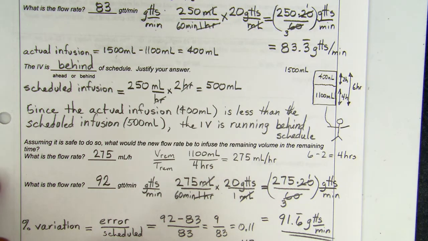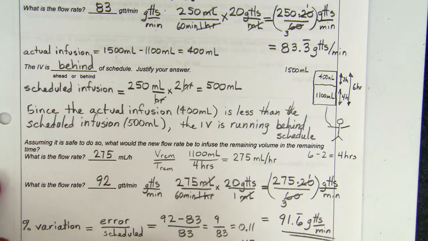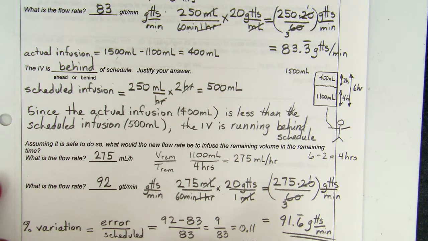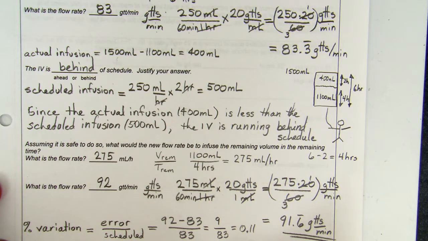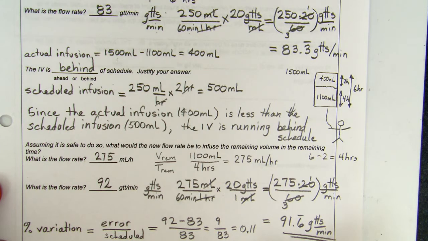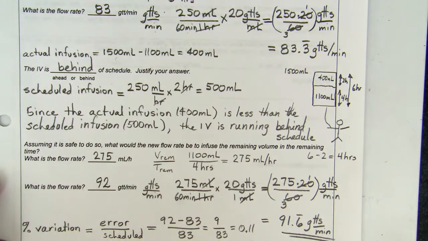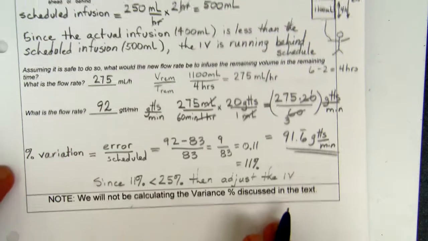And again, since the percent change of 11% is less than the rule of thumb of 25% that's allowed by the textbook, we'll say then adjust the IV. If the percent variation was over 25%, then you would consult the physician.